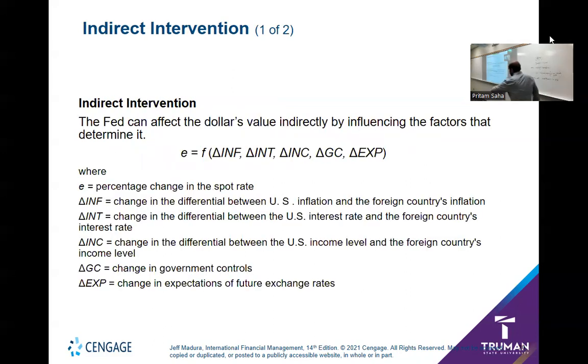Any questions? We are done with direct interventions. Any questions? Now let's move on to indirect intervention.